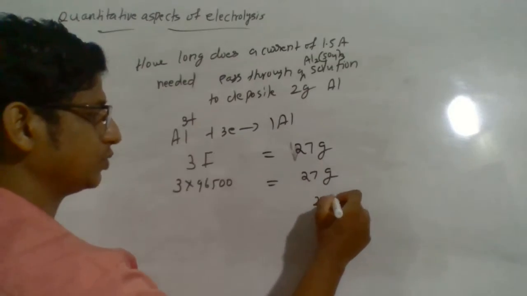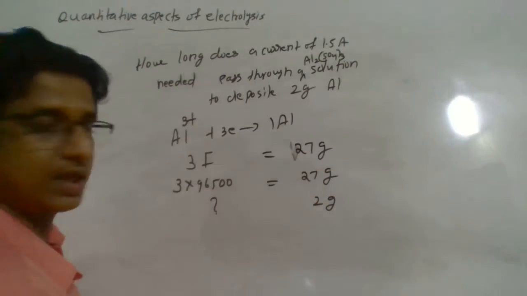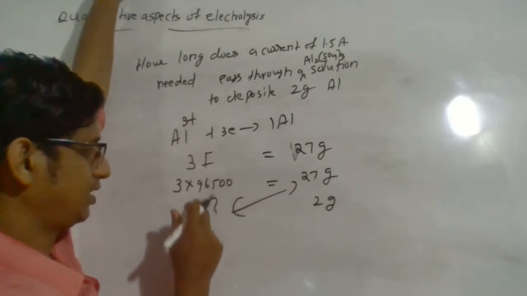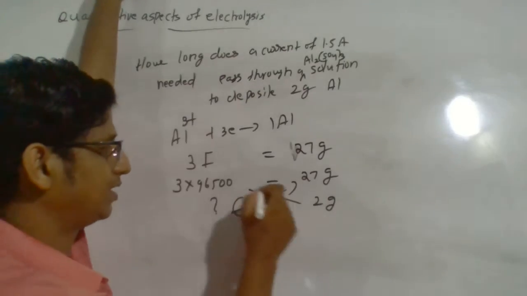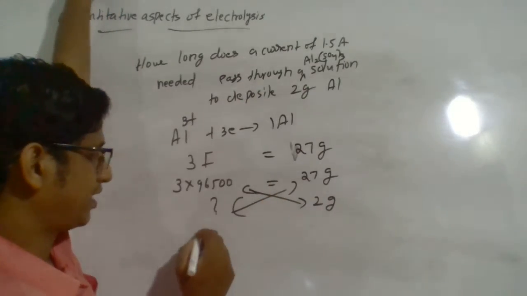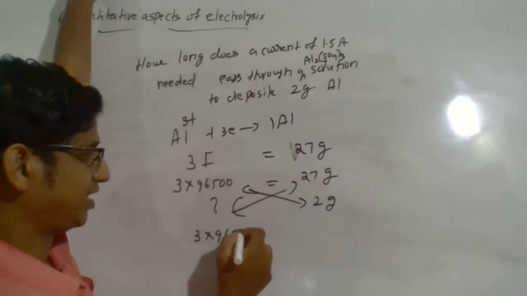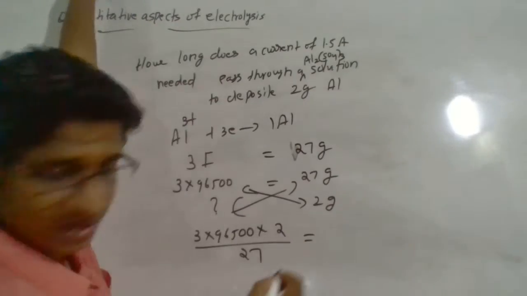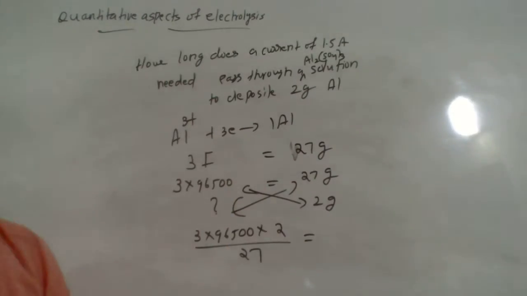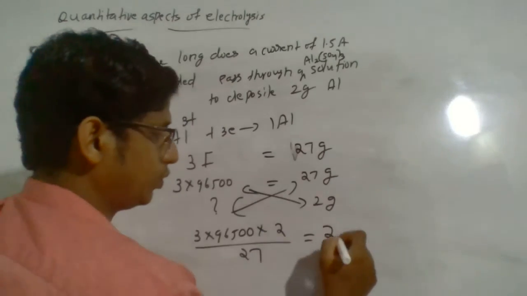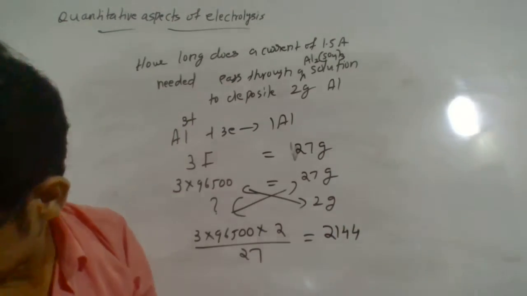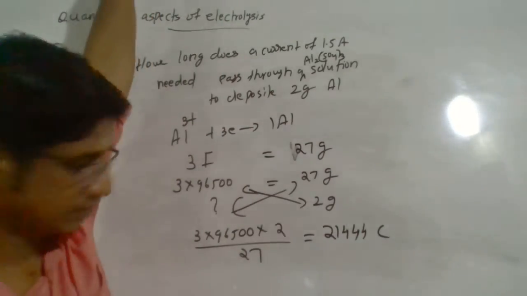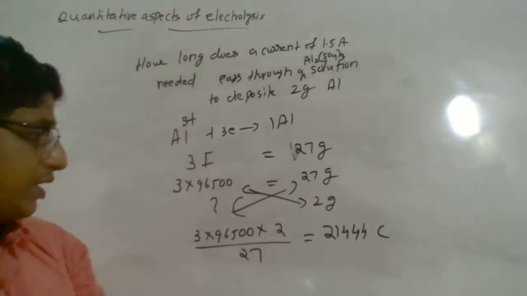Now if you want to deposit 2 gram, how much coulomb of electricity is required? Just write the mass and the quantity of electricity on the same side, just cross multiply it. What are you going to get? 3 into 96500 into 2 divided by 27. Now if you calculate it, you will get 21444 coulomb. Okay, so you get the amount of electricity.